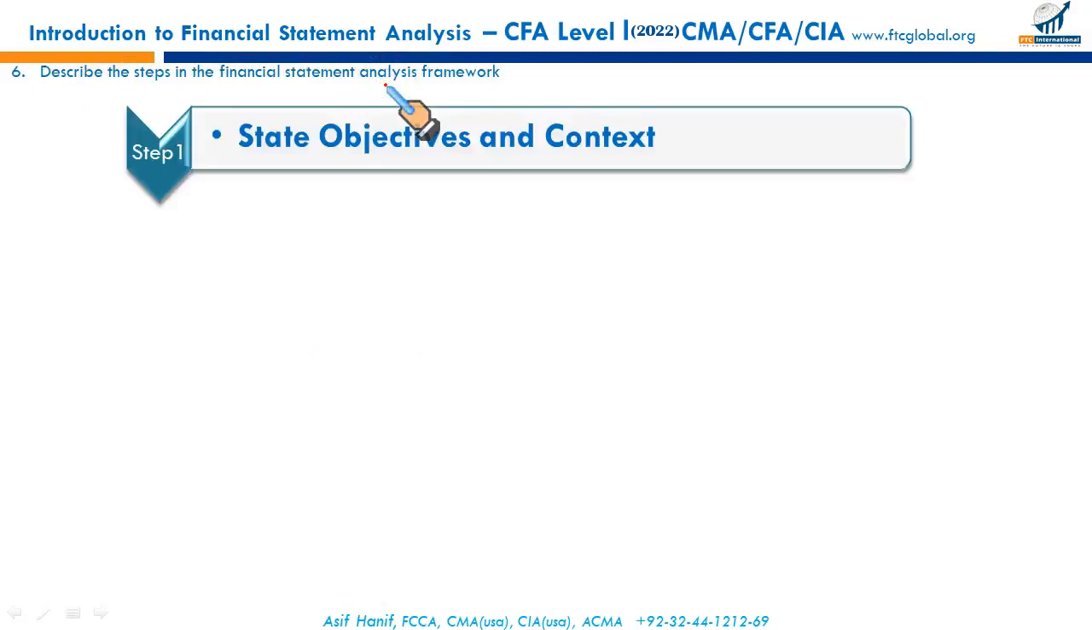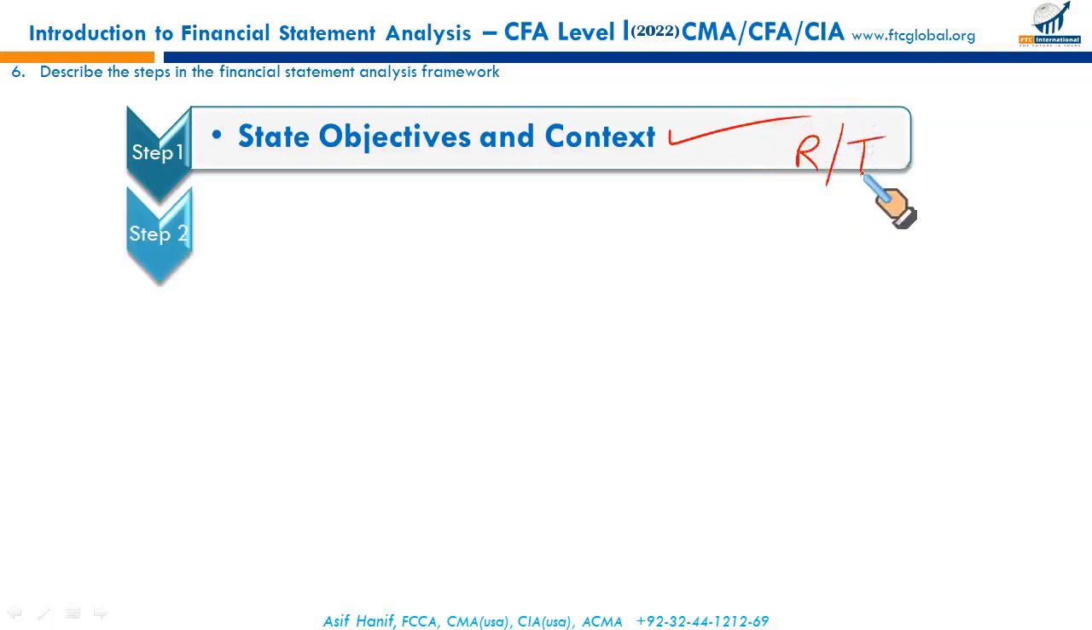First step: when you want to conduct a financial statement analysis, the first step is to state objectives and context. Why do we want to conduct a financial statement analysis? What questions do we seek answers to? Why is information essential and what information is required? What are the resources available, monetary as well as time-based? This is the first step.